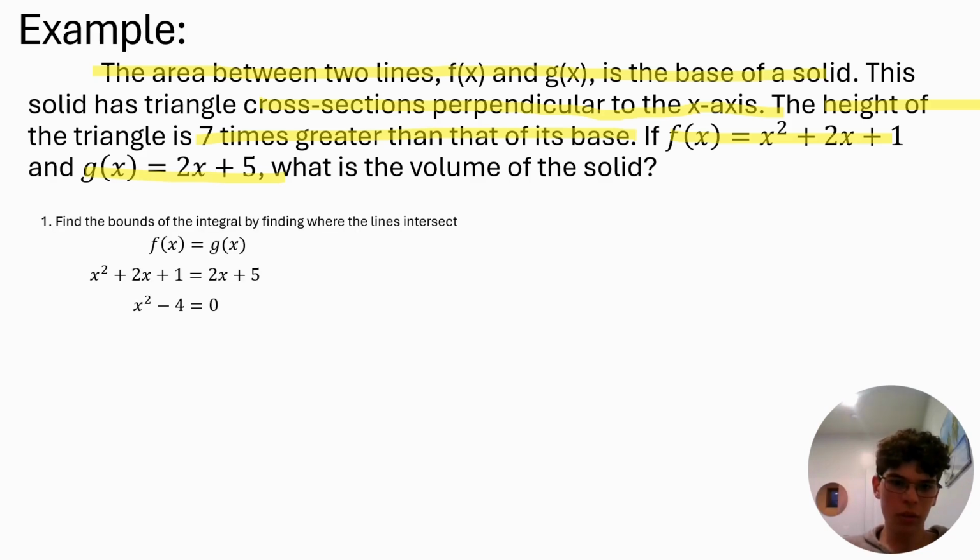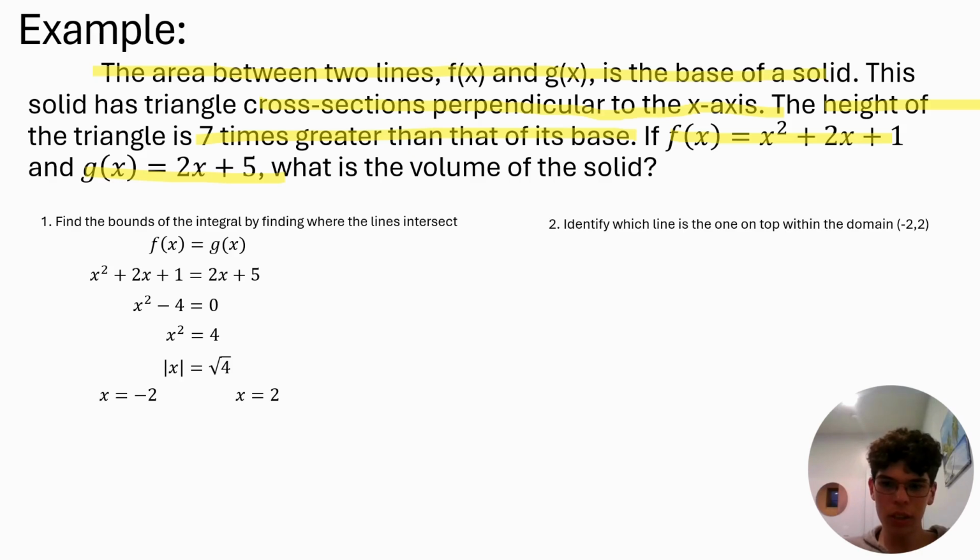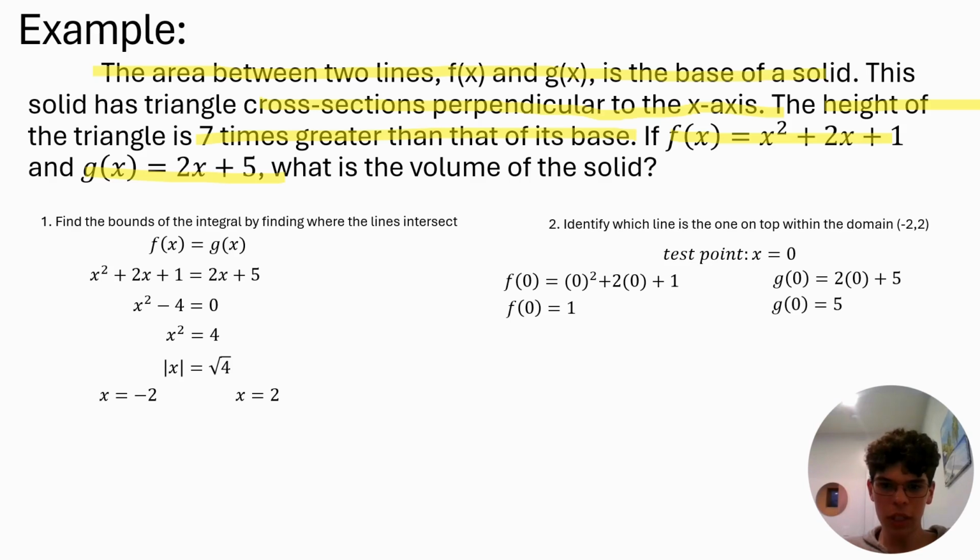We're just going to set the two equations equal to each other and we get -2 and 2. So this will be the domain of our shape basically. We're going to pick a test point within that domain, which I'm going to use 0 because that's easy. We plug 0 into both equations and we find out that g of 0 is greater than f of 0, which means g of x is the top line.